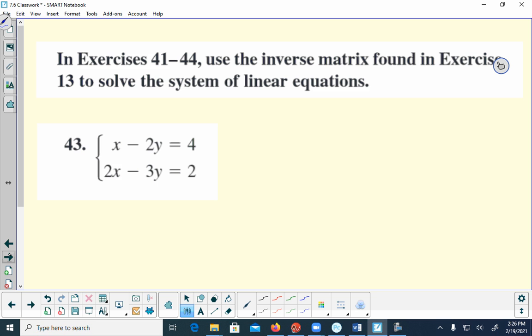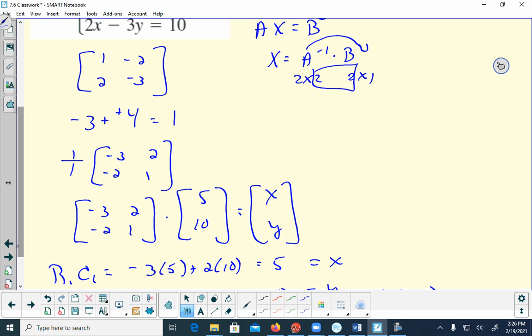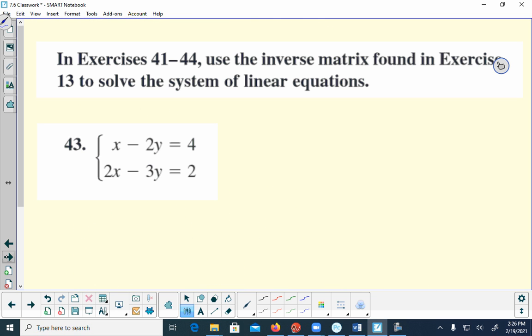Use the inverse found in exercise 13 to solve the system. So let's go back. That inverse ended up being -3, 2, -2, 1. We'll multiply it by my answers, 4, 2. And that's going to tell me what x and y are equal to.